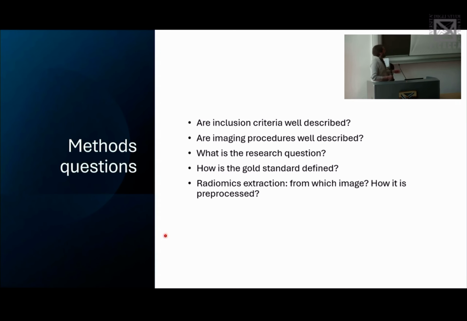Now, I've listed some questions, many are generic and some are specific to this paper, on which you need to reflect about this paper. In this case: are they describing well enough the inclusion criteria? Are the imaging procedures described well enough so you can replicate them? Is the research question clearly stated? Is the gold standard clearly defined? And finally, the radiomics extraction: given that they were working with radiomics, how did they do that?